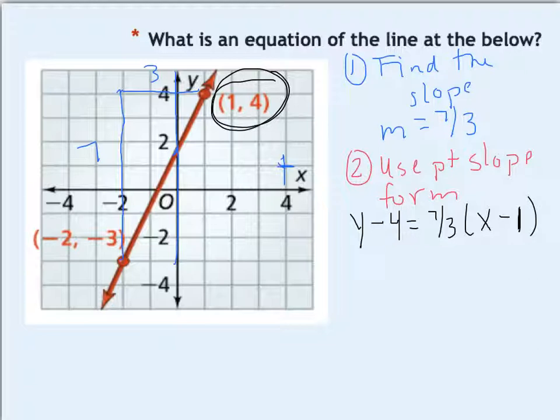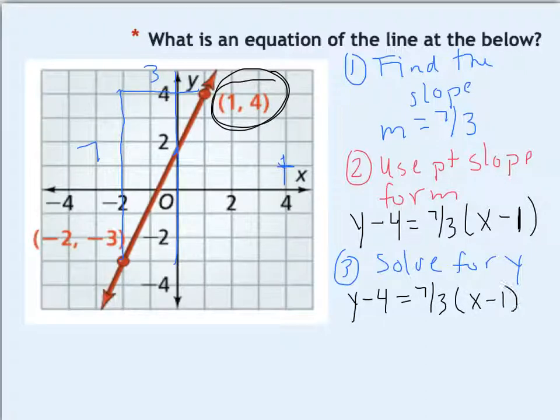And then my third step here would be to solve for y. The first thing I do, I'm going to rewrite my equation down below. The first thing you should do is always distribute your fraction or your slope in. So I'm going to have y minus 4 is equal to 7/3 x, and 7/3 times 1 is going to give me a negative 7/3. I want to get my y by itself because I want it in the format y equals mx plus b. So opposite of minus would be plus, and I want to get rid of the 4, so I'm going to add 4 to both sides.